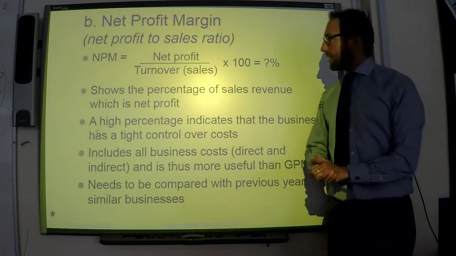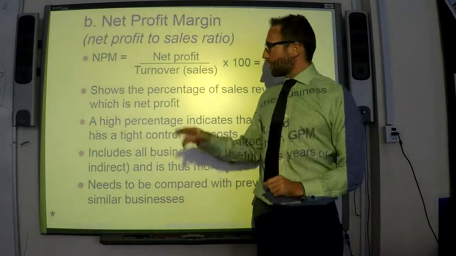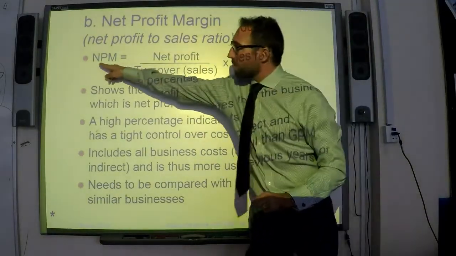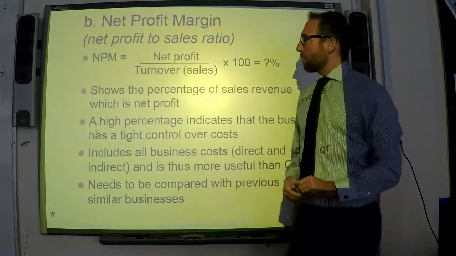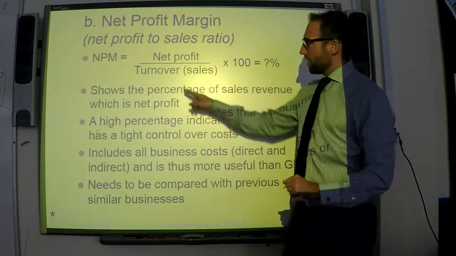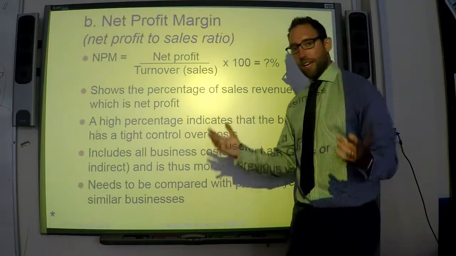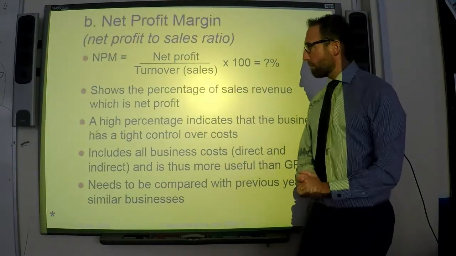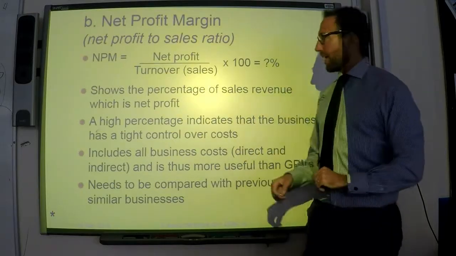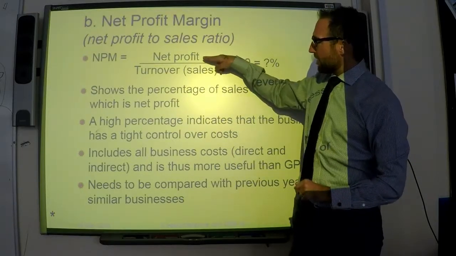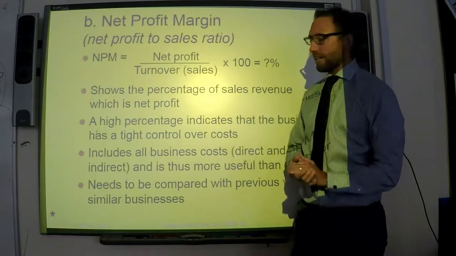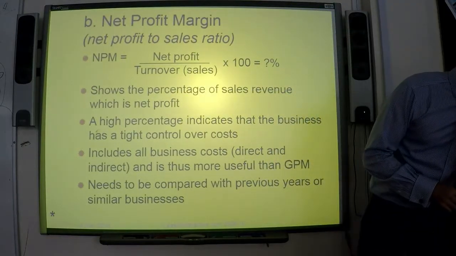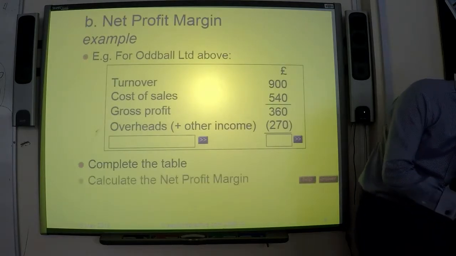Now, the formula is the same as gross profit margin, but this time we don't divide by gross profit, because it's the net profit margin. So this time we divide by net profit. So this time it's net profit divided by turnover, aka sales revenue, times 100. And again, we want a higher percentage, because the higher the percentage, the more net profit we get to keep or get to have from our turnover. Let's have another look at a worked example.